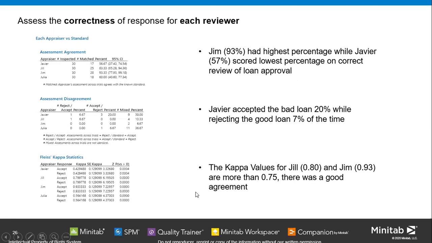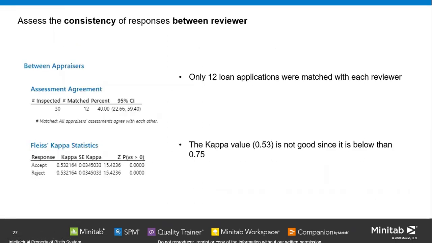Okay, and then here is the consistency of response between reviewers. Only 12 loan applications were matched across all reviewers, so it's not good. Okay, the kappa value is low, so it's not good agreement between the reviewers themselves.